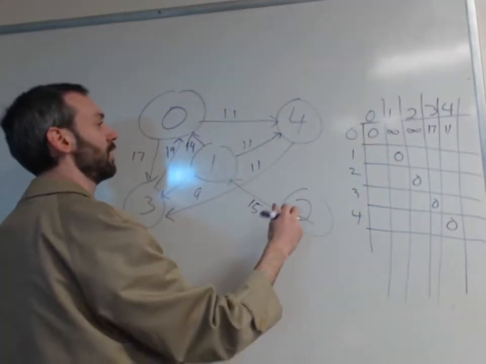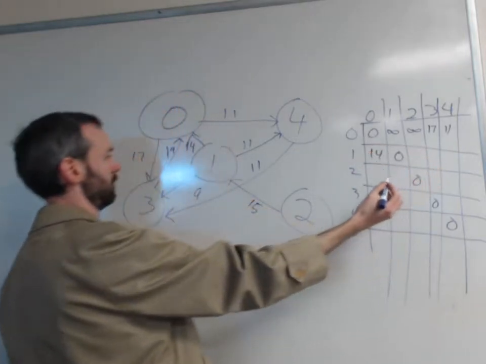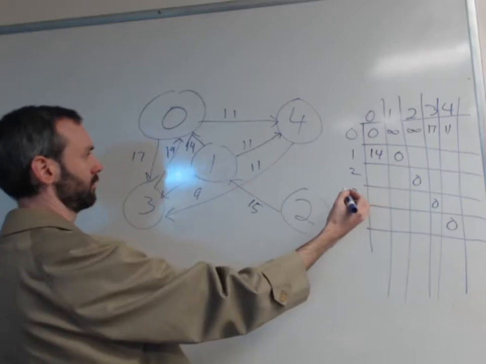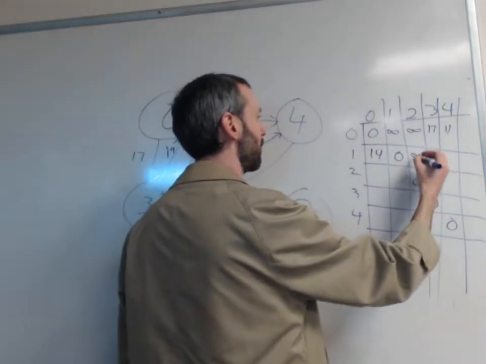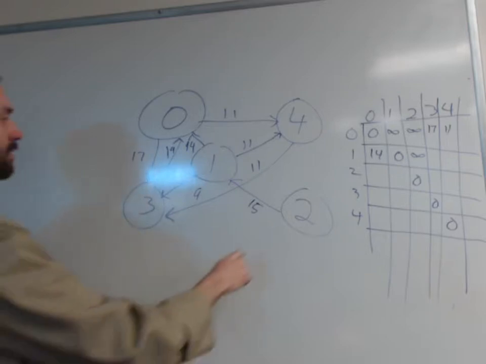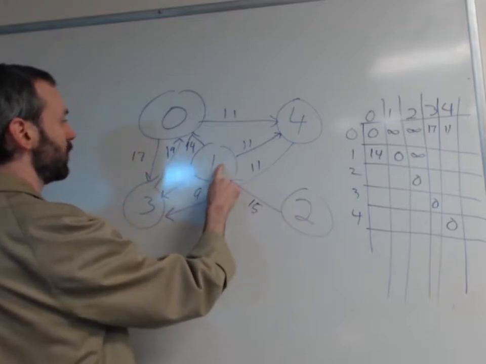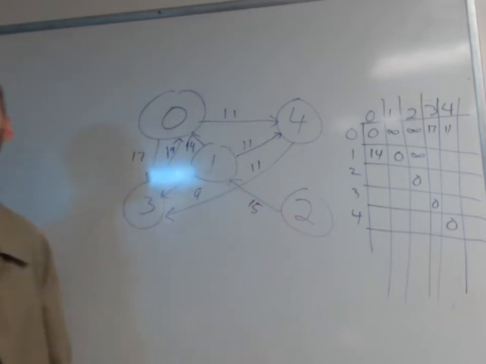Is 1 adjacent to 0? Yes. What's the cost? What number goes here? Infinity. Question: are they still considered adjacent even though the arrow is not pointed? So we're saying that 2 is adjacent to 1, but 1 is not adjacent to 2.